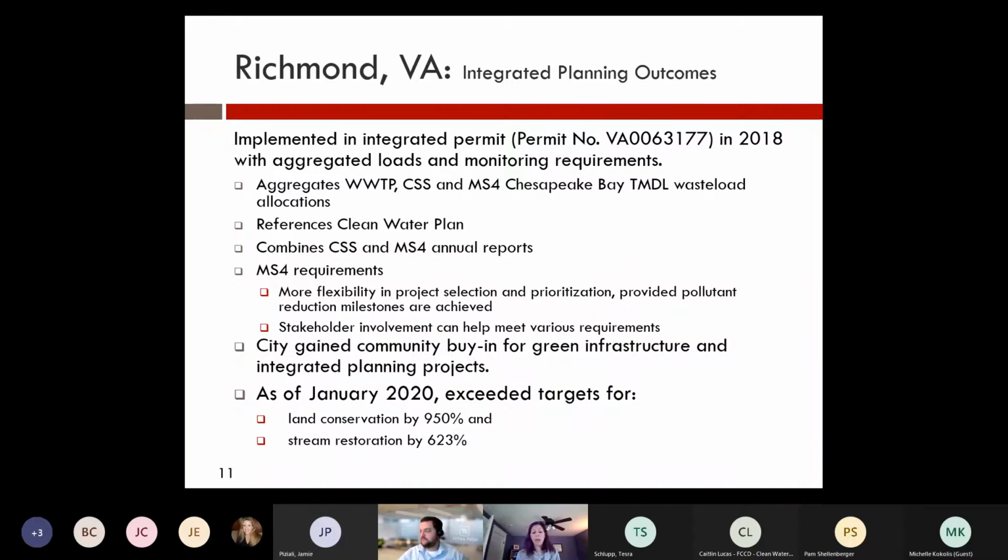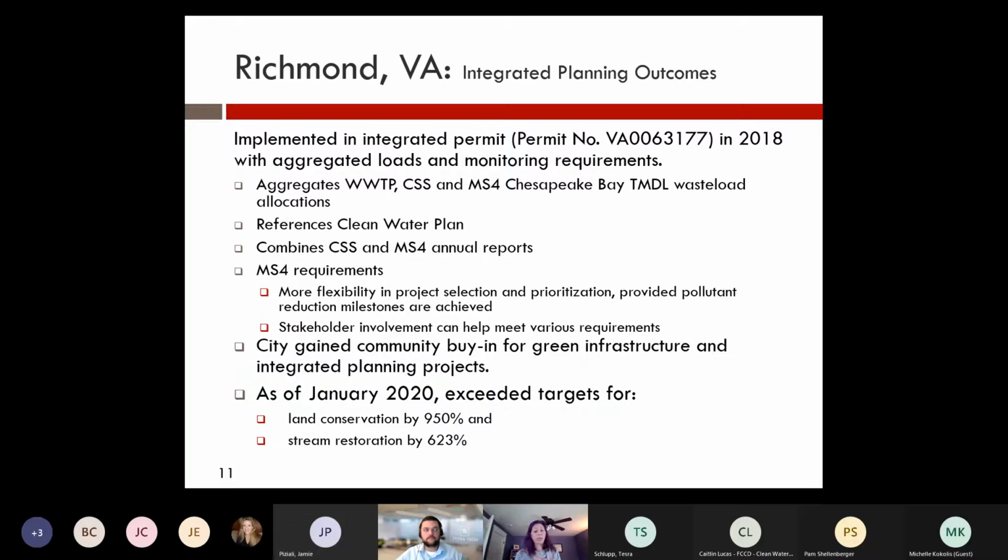So the outcome of that 3-year process was an integrated permit in 2018. They aggregated their load obligations and monitoring requirements. So you could trade across the wastewater treatment facility, the combined sewer system, and the MS4 to meet the Chesapeake Bay TMDL waste load allocations.